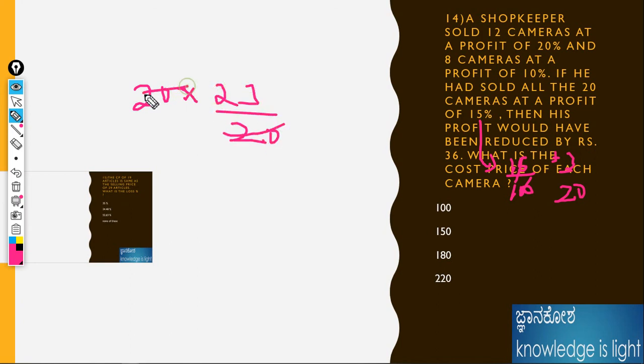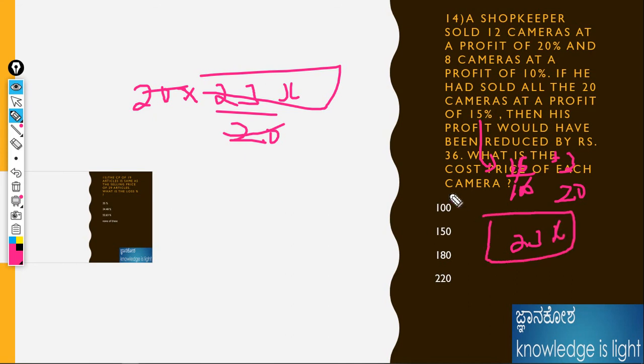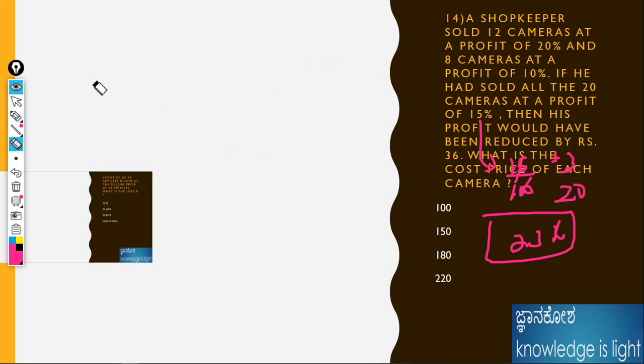Therefore, what is the thing? 23 is, I don't know the exact price of that, that's why I'm taking the cameras as x with the percent, that means it should be 23x overall. I will calculate individually those things. 12 cameras with 20% profit. 20% is 1 by 5. That would be plus, means 6 by 5x. Isn't it?